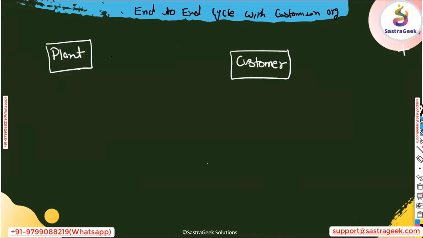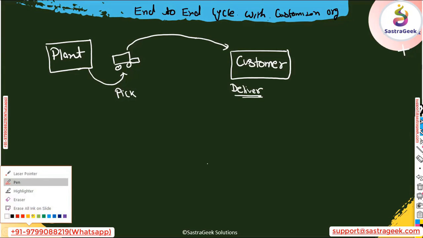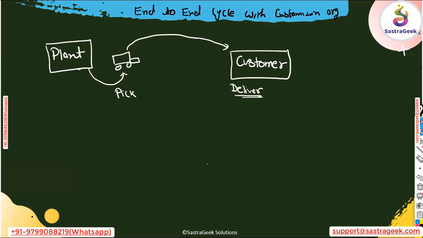So we will have a plant from where we want to ship the product to the customer. Our truck needs to move from the plant, it needs to pick up, and it needs to deliver to the customer. Okay, so now the question comes: to do this, what kind of things have we created? The org structure. The org structure is there.